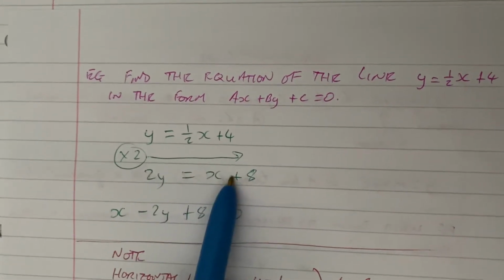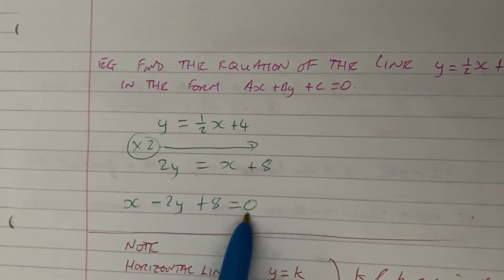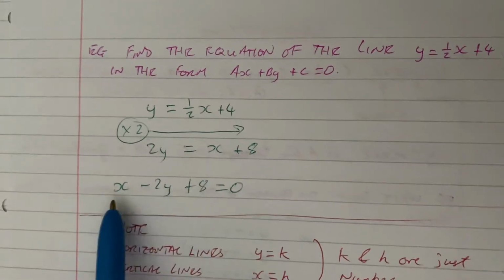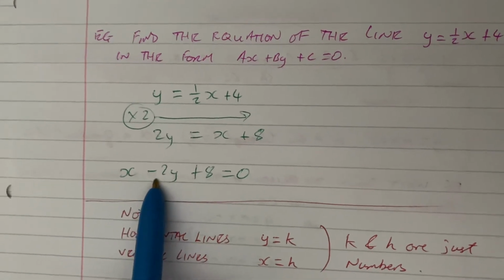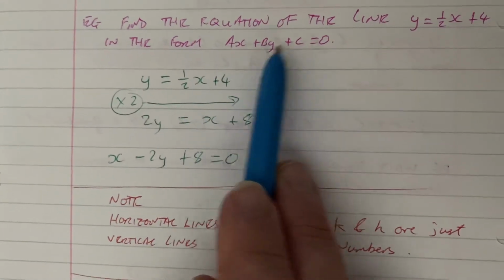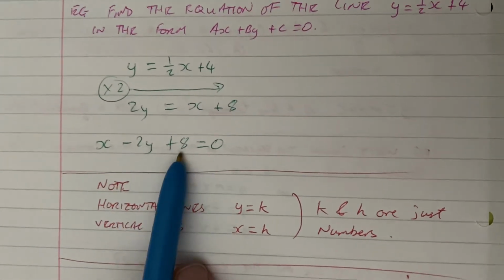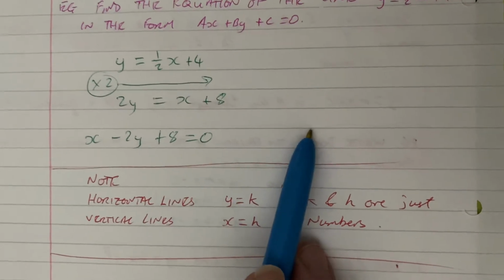So let's take the 2y over, so we take it off each side. So take 2y off each side leaves us 0. And so we're going to be having x minus 2y plus 8 equals 0. So it's now in the form ax plus by plus c. A is 1, b is negative 2, c would be 8 if it asked us to state it.